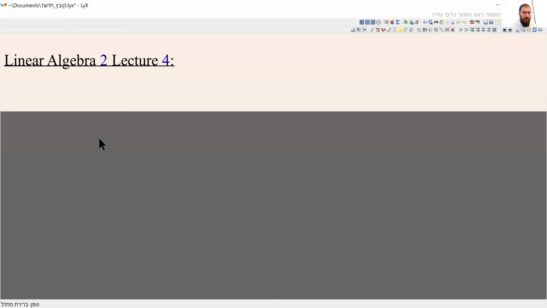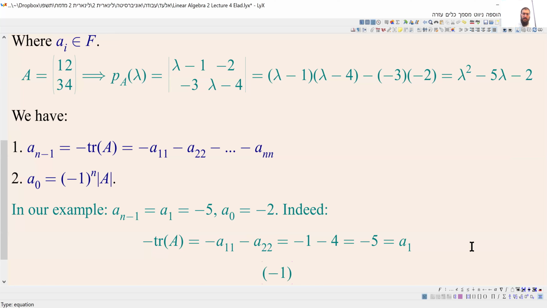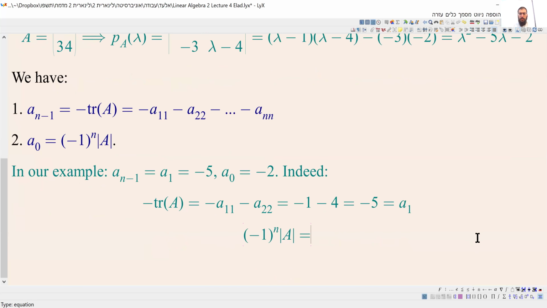Looking at a0, we can write down the determinant of A, or more precisely, the determinant of A multiplied by minus 1 to the power of n. So it is minus 1 to the power of 2, because the order of the matrix is 2 here. And the determinant is 1 multiplied by 4. I can write it down in a long way: it's 1, 2, 3, 4. So it is 1 multiplied by 4 minus 3 multiplied by 2, which is actually minus 2. It is a0.